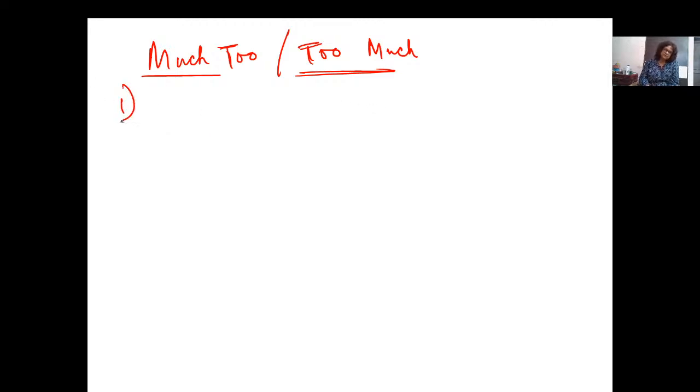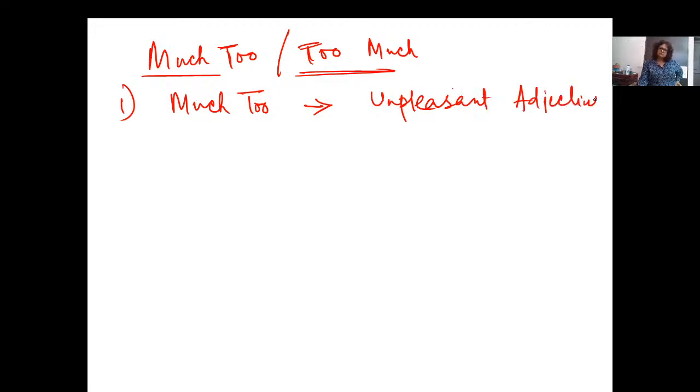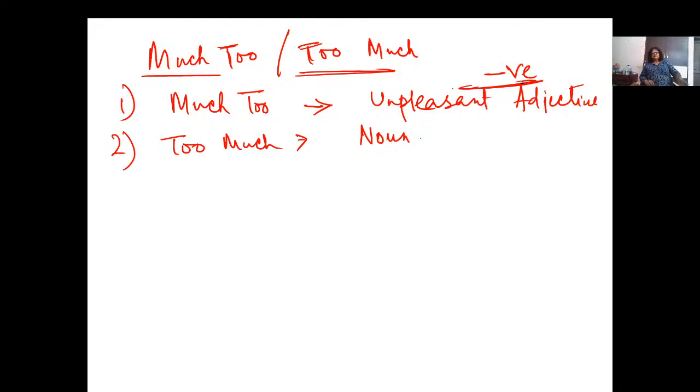Much too and too much. First option, much too. Much too is always used with an unpleasant adjective. And too much is always used with a noun. After too much, we have to take a noun. And after much too, we have to take an unpleasant adjective. An unpleasant adjective means negative information. After much too, we take an unpleasant adjective. After too much, we take a noun.